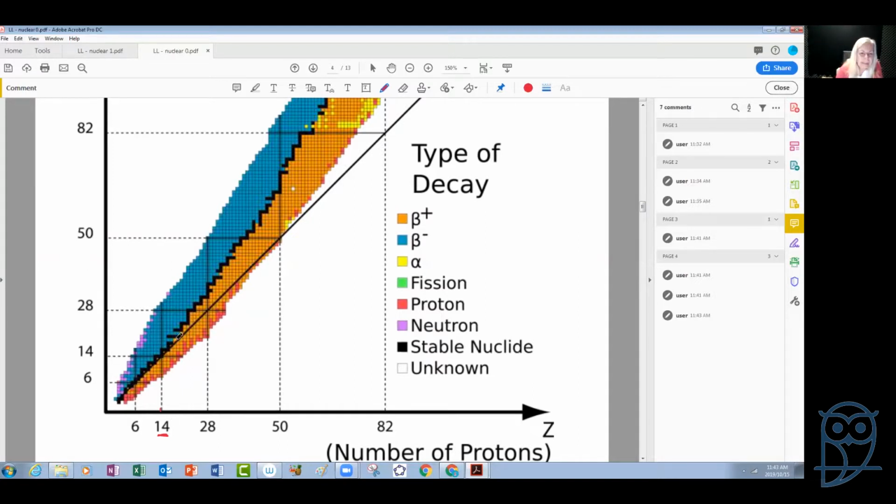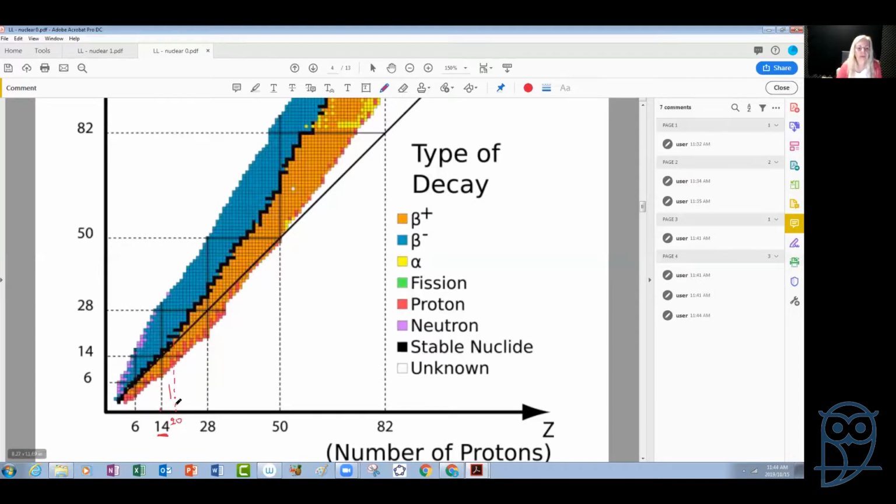Now, if we look now, all the black squares here in this chart correspond to stable isotopes. All the other colors represent unstable isotopes that decay. Now, look at this line here from the beginning. It starts from 1, which corresponds to hydrogen, up to about 20.